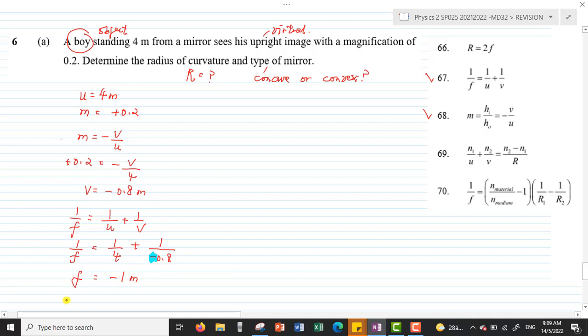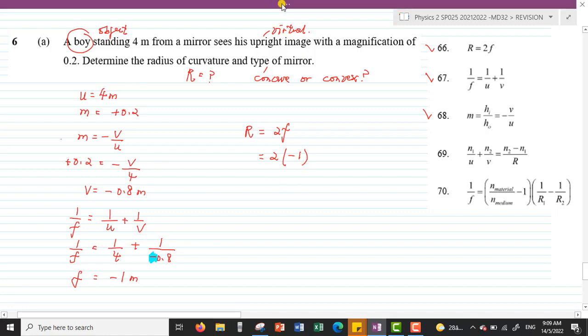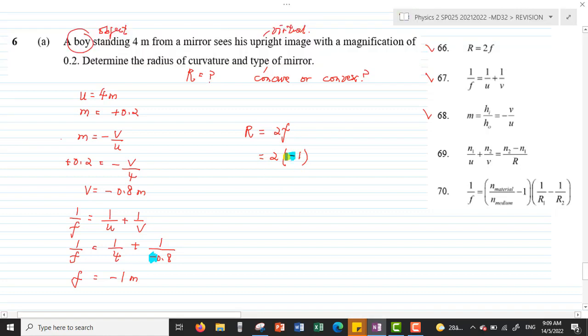Once I get the focal length, I can relate the focal length with the radius of curvature using equation 66. So the radius of curvature R for the mirror will be 2 times the focal length, so 2 times negative 1. Include the sign convention. Include the negative in your substitution. So you will get the radius of curvature as negative 2 meter.